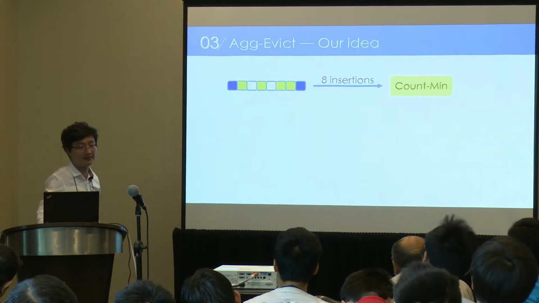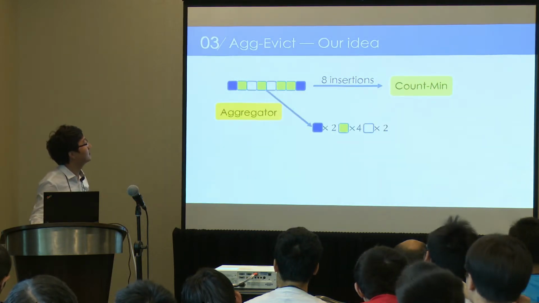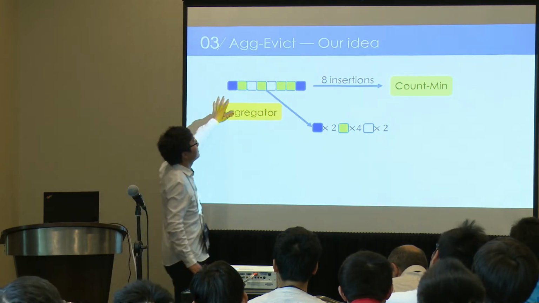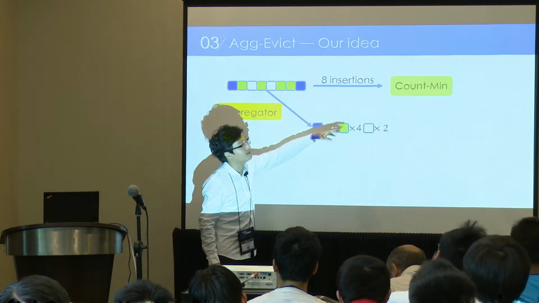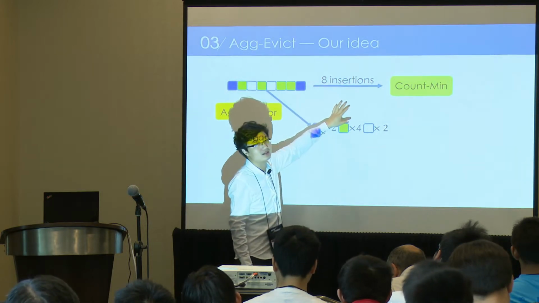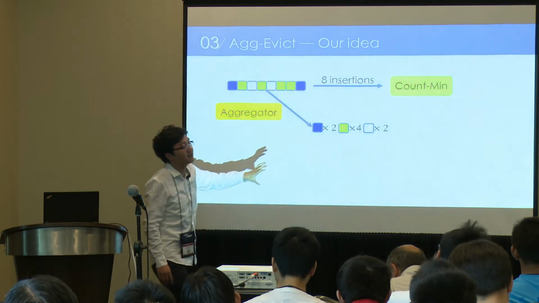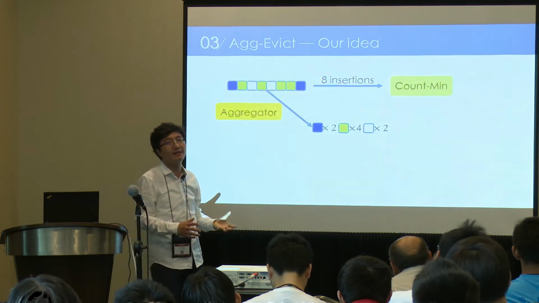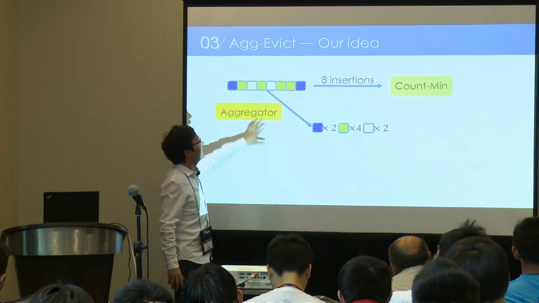And next is our aggregation and evict. In this example, there's a data stream. If we just insert into the quantum mean sketch, we need 8 insertions. Each insertion into the sketch needs multiple memory accesses.